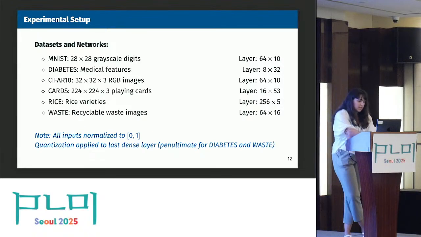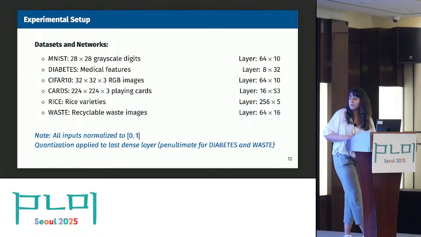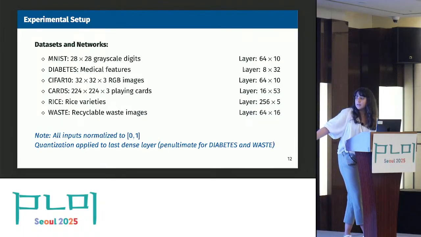What we need to take into consideration is that all inputs for our models are normalized between 0 and 1, and that the quantization is applied only to the last dense layer, except for diabetes and weights, where it is the penultimate layer, because the last layer is used to compute the score.